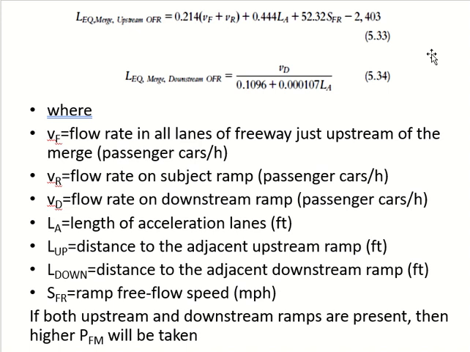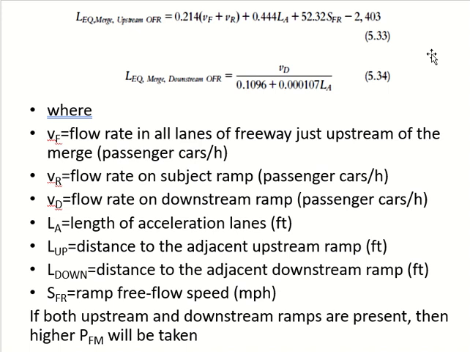For example, let's say your LEQ is 2000 feet. If the other ramp, the next ramp or the previous ramp, is within 2000 feet, then the flow of that ramp is affecting your ramp as well. If the other ramp is more than 2000 feet away, that means that flow has no effect on your segment. Clear? Okay.